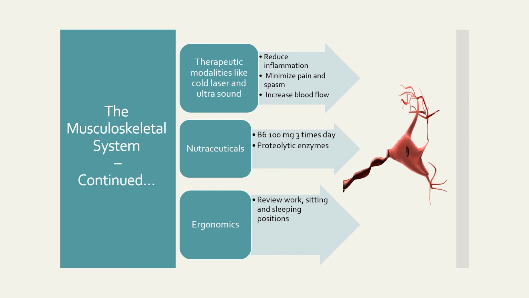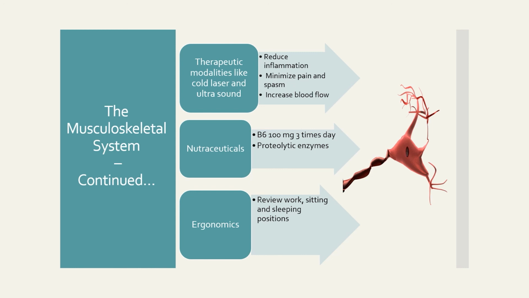There are therapeutic modalities that have a lot of value in reducing inflammation, minimizing pain and muscle spasm, and increasing blood flow. If you do those three things, that's like putting the fire out in the house. You get rid of the inflammation, you get rid of the person's pain and muscle spasm, and you increase the blood flow, then you can rebuild the house. So I really like to use things like cold laser and ultrasound, because they stimulate this process, and you always have to be thinking about controlling inflammation and increasing blood flow. That's the way the body heals.